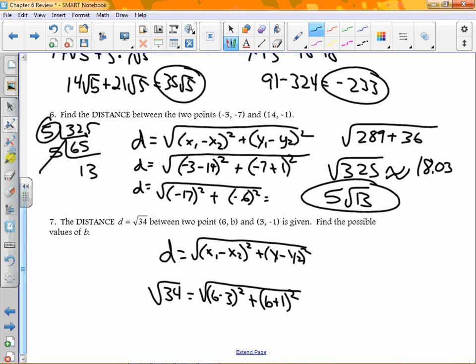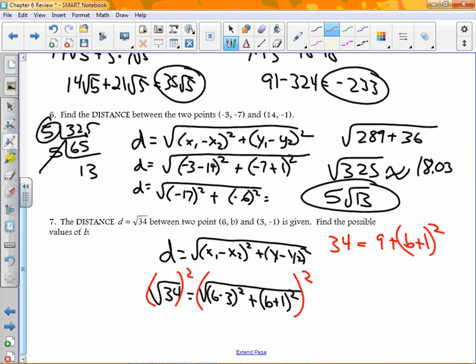Now, let's take a close look at this problem. It's got square roots in it. If I want to get rid of a square root, I square something. So what I'm going to do is square both sides. When I square both sides, that gives me 34. Square root of 34 squared is 34. Over here on this side, 6 minus 3 squared is 9. So that's equal to 9 plus b plus 1 squared.